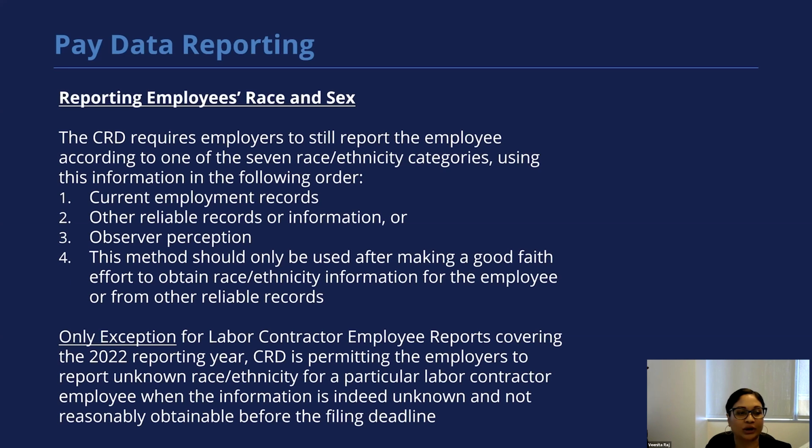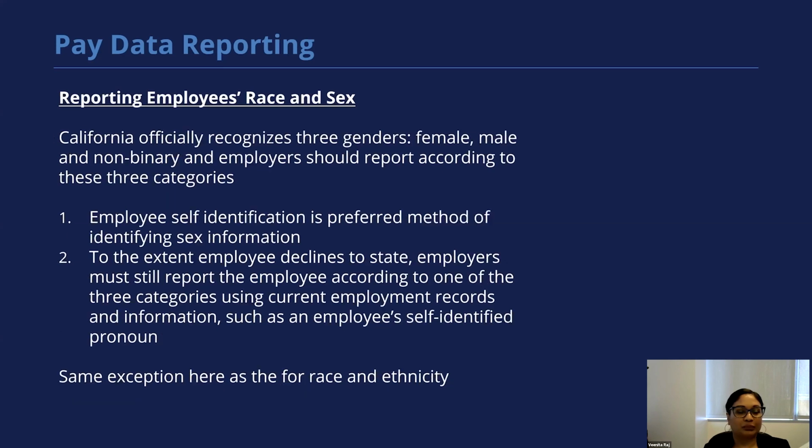And I would recommend that employers and labor contractors implement plans to obtain accurate information from employees for the subsequent reporting years. And then, as far as determining the employee's sex, California officially recognizes 3 genders, male, female, and non-binary, and employers should report the employees according to these categories.